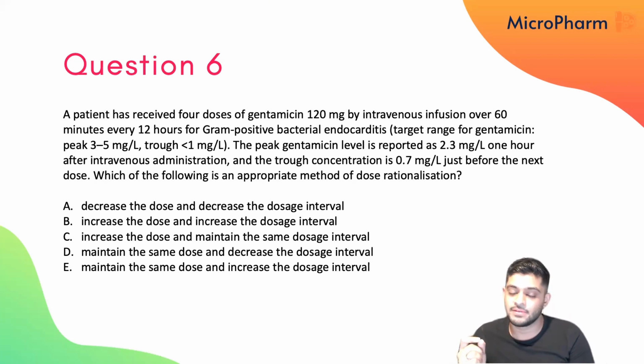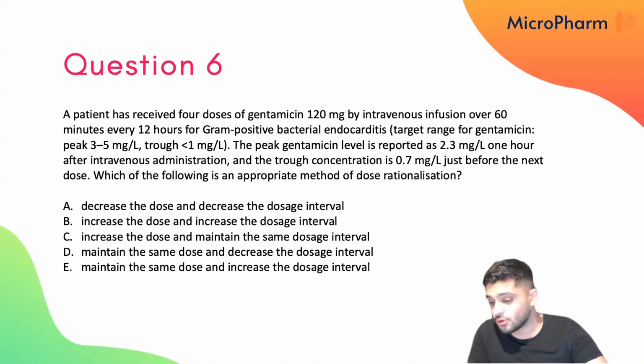The peak gentamicin level is reported as 2.3 milligrams per liter. Question, are they receiving enough of the medication if this is their peak? No, very good. They're not receiving enough. Our target is between 3 to 5 milligrams per liter. Next question, trough is 0.7 milligrams per liter. Are they getting rid of enough of the medication? Or do we have any concerns here with this value? Yes, sorry, I've given you two questions there.